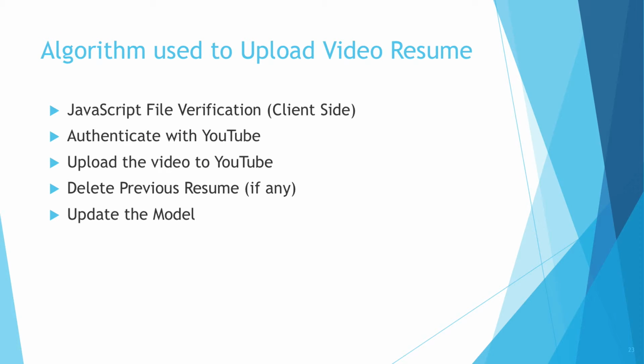The algorithm for upload video resume. First we check the file format to make sure that we have a valid video format that YouTube is going to handle. We authenticate with YouTube, then we upload the video to YouTube. Once that is done, we check if there is a previous video. If there is one, we delete it from YouTube. If not, just update the model of the video resume on our database and we're done.